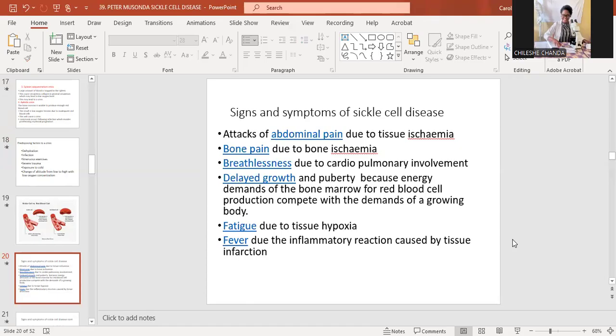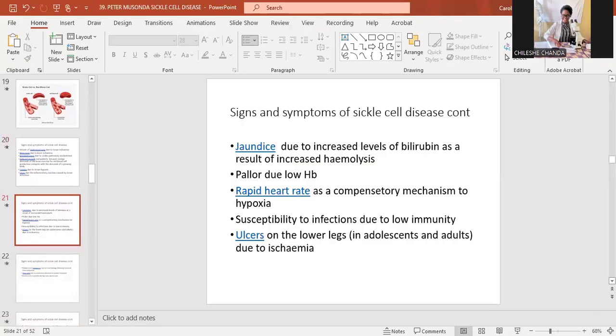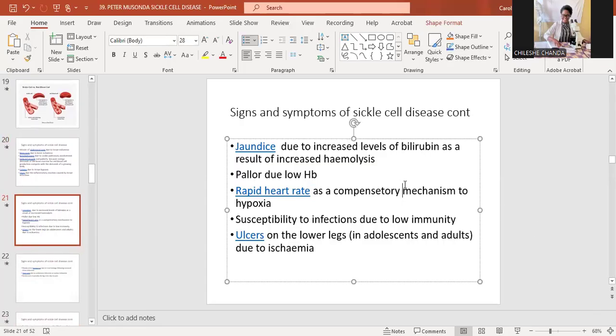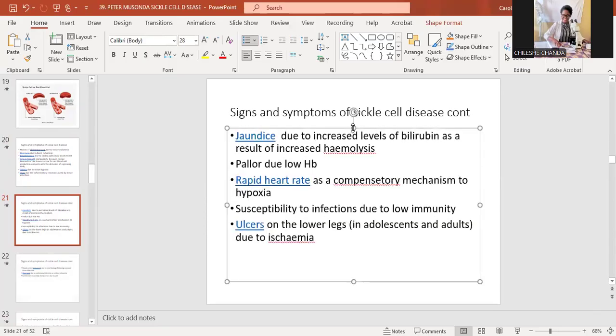Patients who are sicklers have a delayed growth and delayed puberty because energy demands of the bone marrow for red blood cell production will compete with the demands of the growing body. Patient will be fatigued due to tissue hypoxia. Patient will have fever due to inflammation. Remember, the body is fighting these abnormal red blood cells, and so there is generalized inflammation, and so the patient is going to have fever.